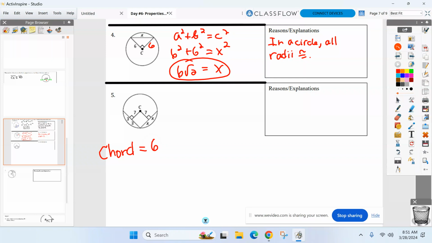And where else? Who else told me the bisecting part here? And it's getting bisected now. So x is going to be equal to, I know it's easy math, but it's the theorems that count for me. You take that chord of 6 and bisect it. So x equals 3.